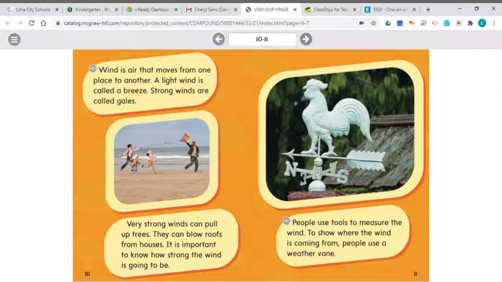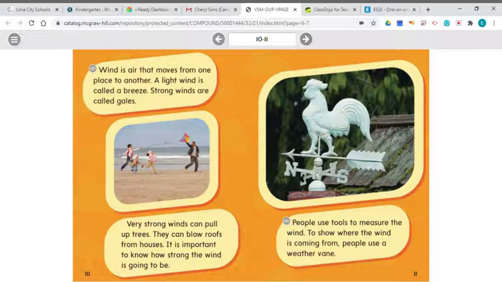Wind is air that moves from one place to another. A light wind is called a breeze. Strong winds are called gales. Very strong winds can pull up trees. They can blow roofs from houses. It's important to know how strong the wind is going to be.